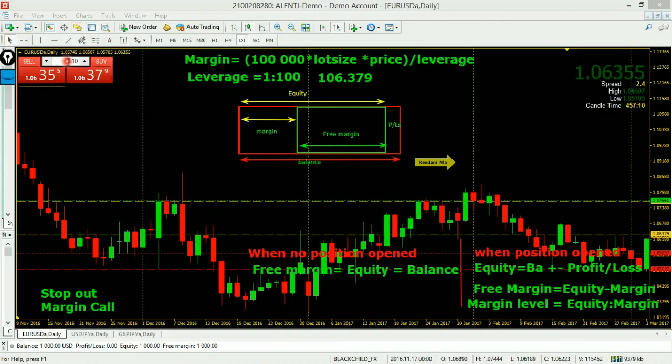So depending on whatever risk strategy you are using, when choosing a lot size, these are the things you must consider: your leverage and your balance, how much you have in your account, because your leverage and your lot size will determine your margin, the amount of money required to open and maintain that position.